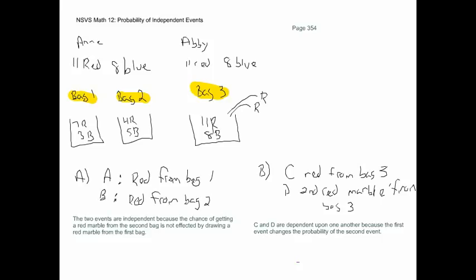So question C says determine the probability of A and then the probability of B. So the probability of A, well, in the first bag, there are 7 red marbles out of 10 altogether. So the probability of A is 7 in 10. Probability of B: in the second bag, there are 4 red marbles and 9 altogether. So the probability of B is going to be 4 in 9.